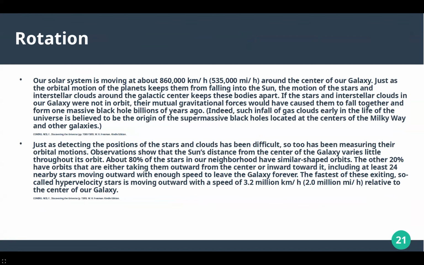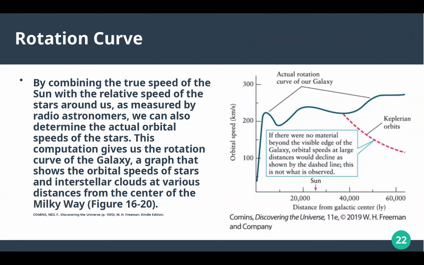The fastest of these exiting so-called hypervelocity stars is moving outward at a speed of 3.2 million kilometers per hour relative to the center of our galaxy. By combining the true speed of the sun with the relative speed of the stars around us as measured by radio astronomers, we can also determine the actual orbital speeds of stars. This computation gives us the rotation curve of the galaxy, a graph that shows the orbital speeds of stars and interstellar clouds at various distances from the center of the Milky Way.